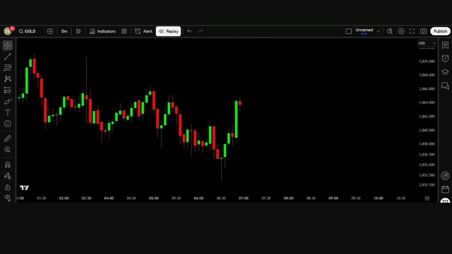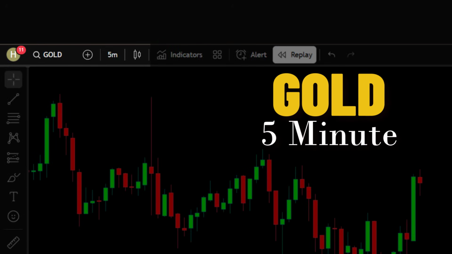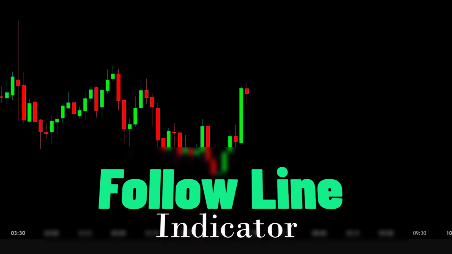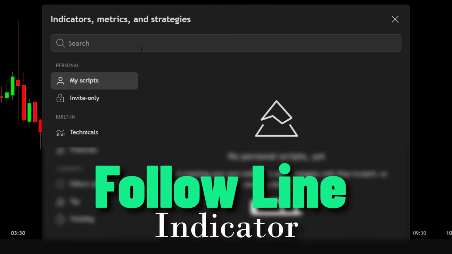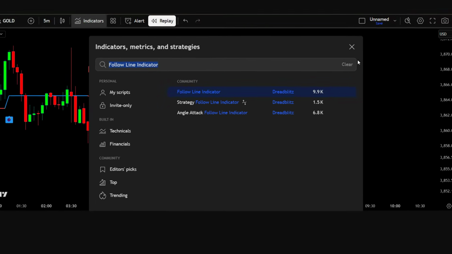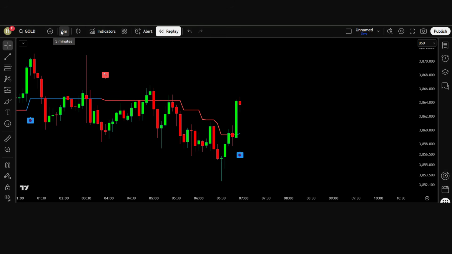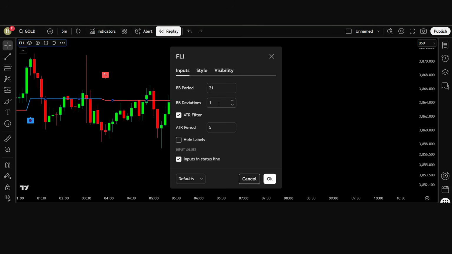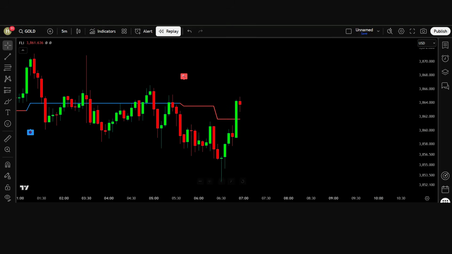Setting up the indicators. Open your chart, we're using gold 5 min time frame. Go to indicators. Search Follow Line indicator. Add it to the chart. Adjust the settings. Now go to the Inputs tab. Set BB deviations 1.7 to 1. Click OK. Now, let's add one more tool to make this strategy even more profitable.